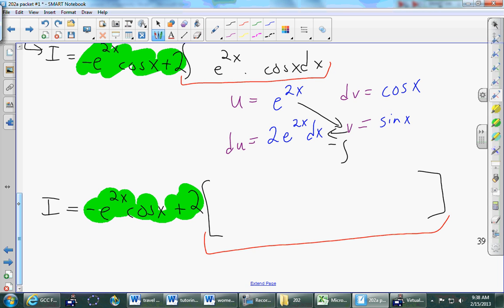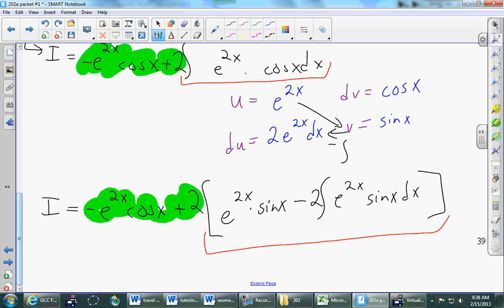Okay, so integration by parts, we're following our arrows. What goes first for this second integration by parts? So e to the 2x times sine of x. So we put that in the beginning. E to the 2x times sine of x minus integral. What goes next? Yeah, 2e to the 2x. I'll put the 2 in the front. 2e to the 2x sine x dx. Good.